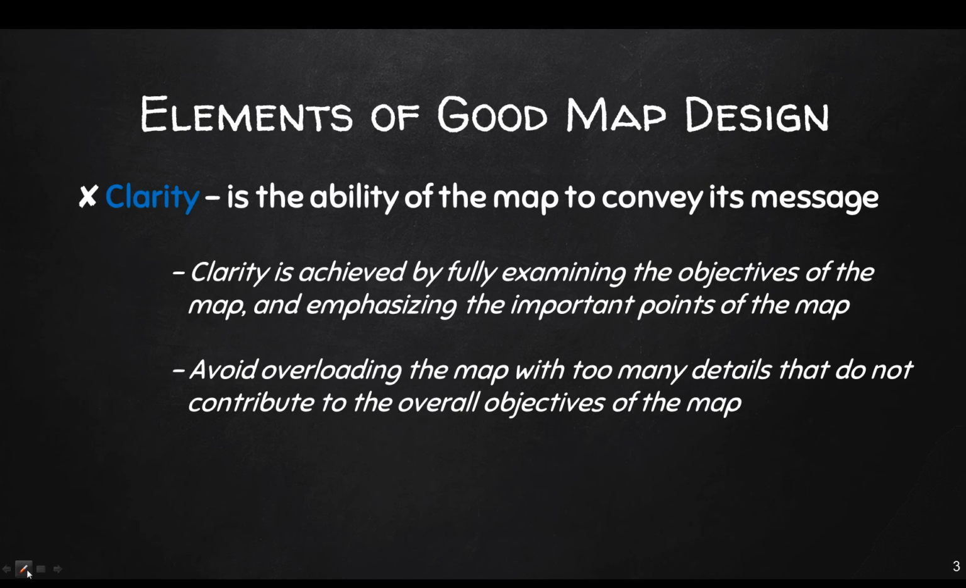So the first is clarity. This is the ability of the map to convey its message. If the map is not clearly conveying the message, then you have failed as the cartographer to produce a quality map. So clarity is achieved by fully examining the objectives of the map and emphasizing the important points of the map. Avoid overloading the map with too many details that do not contribute to the overall objectives of the map. Sometimes we have this tendency to want to put everything on a map. Well, if we put things on that aren't pertinent in conveying this specific message, leave it off.